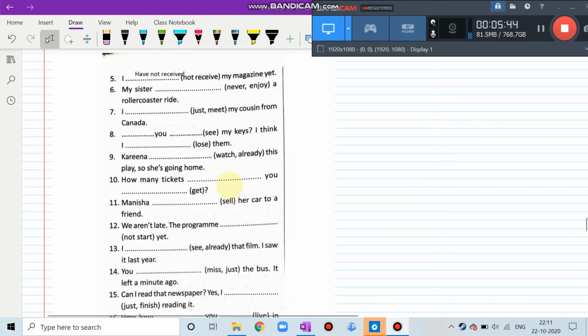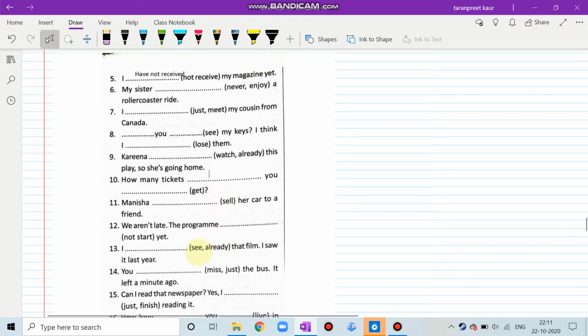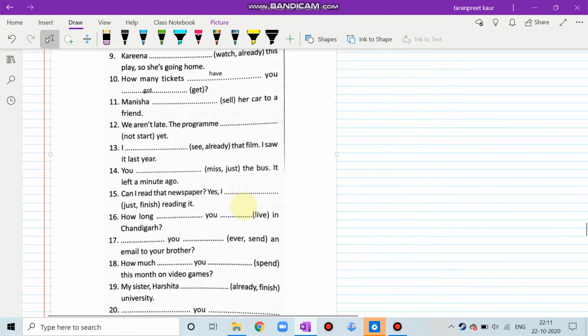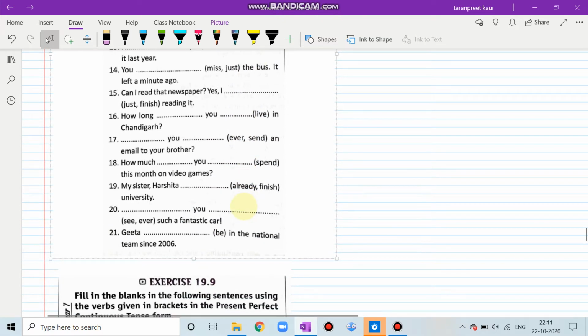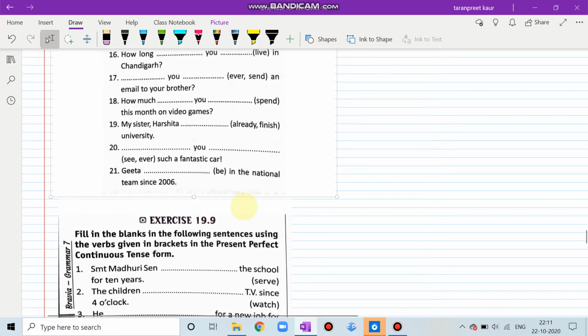Okay. Now look at the 10th one. How many tickets dash you get? So how many tickets have you got? Right. So similarly, you'll be doing all these parts. It has around 21 parts, all very easy.